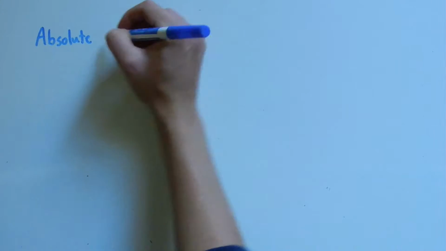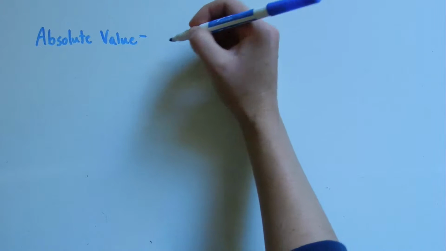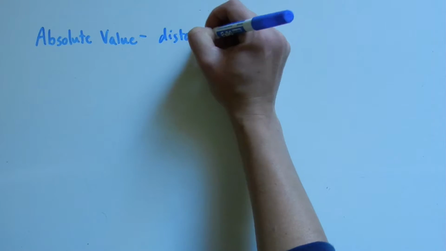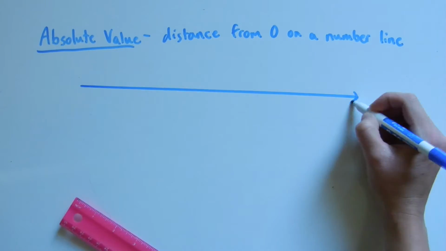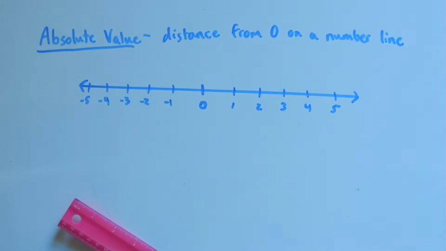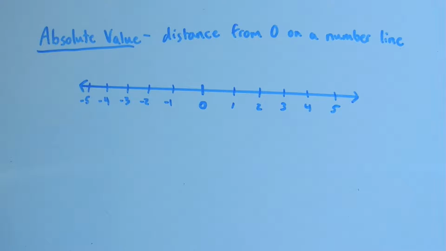Let's do a quick review of the absolute value. The absolute value is essentially the distance away from zero on a number line. So here's a quickly sketched out number line. The absolute value is the distance from zero on a number line.